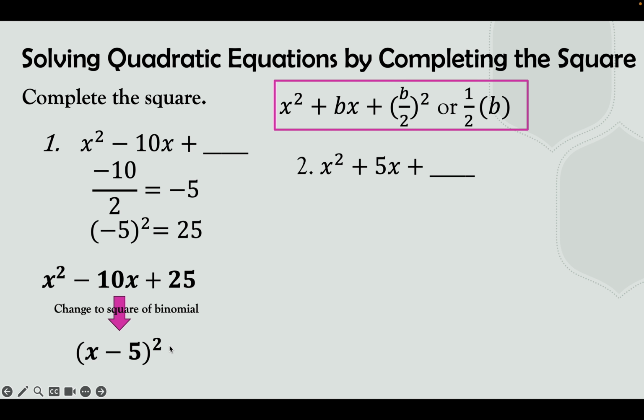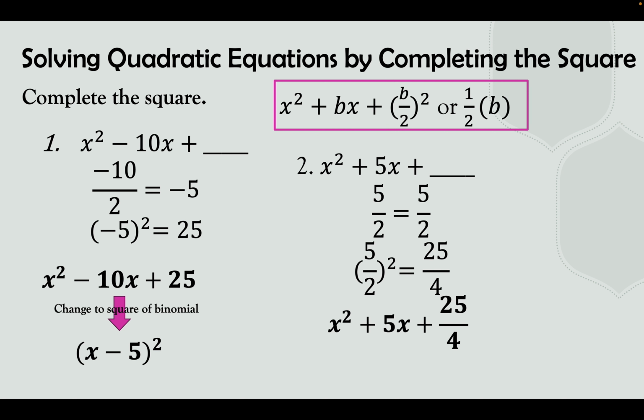And then we have number 2, x squared plus 5x plus. What is the constant term? So identify first the second term, or the linear term. We have b equals 5, and divided by 2, we have 5 over 2 squared, so that is 25 over 4. That means we have x squared plus 5x plus 25 over 4. Let's change this into the square of a binomial. So we have x plus 5 over 2 squared.